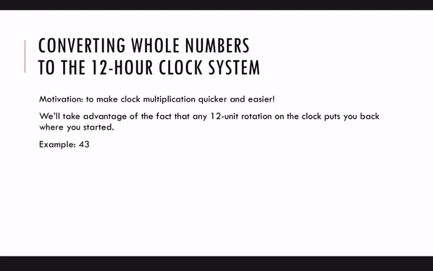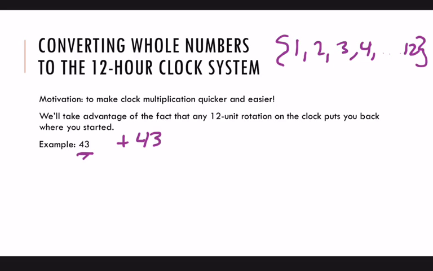So it's not in the system because it's not in the set of numbers 1, 2, 3, 4, etc., all the way up to 12. So we want to make it one of those numbers. Let's say 43 is part of a problem, like maybe we want to add 43 to one of our times. Well, if we break that down and look at 43 as a series of 12-unit rotations plus a little bit extra, then that makes it easier to think of.